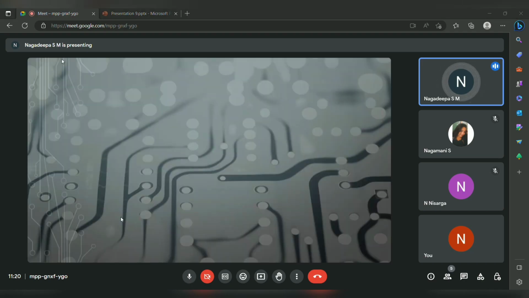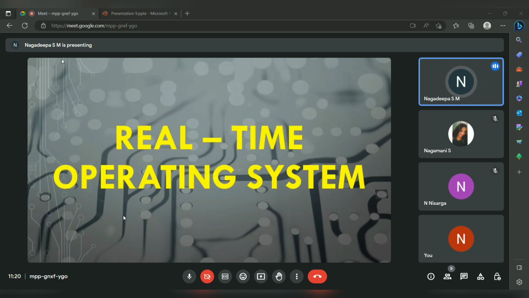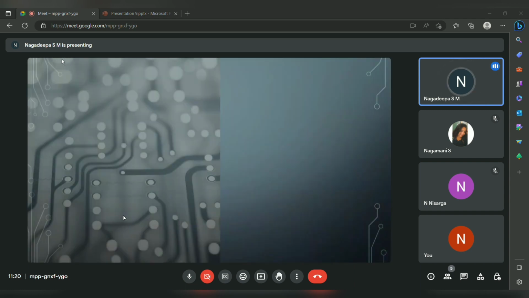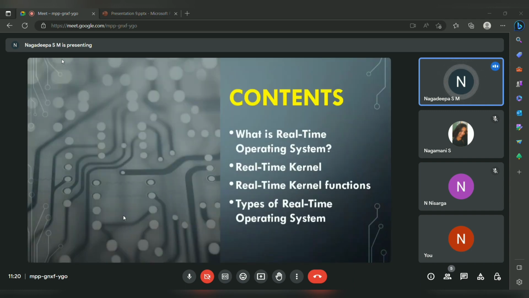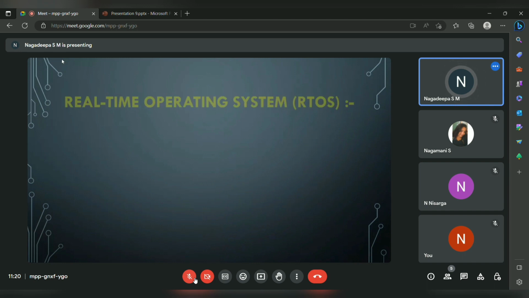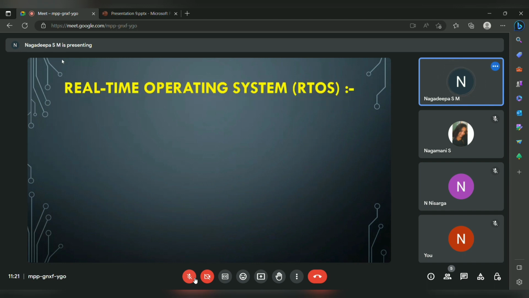Hello everyone, my name is Nagadeepa. Today I'll be presenting on the topic real-time operating system. This is the content page of my PowerPoint presentation. It contains what is a real-time operating system, real-time kernel functions, and types of real-time operating systems. So let's look into the topic, what is a real-time operating system.